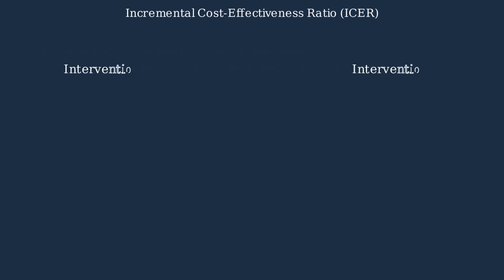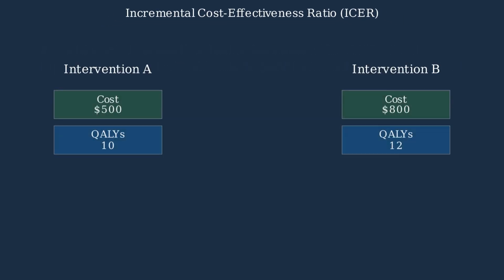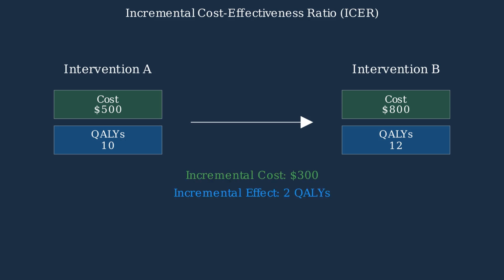When comparing two interventions, we need to determine both the difference in costs and the difference in health outcomes. For example, if intervention B costs $800 and provides 12 quality-adjusted life years, while intervention A costs $500 and provides 10 quality-adjusted life years. The incremental cost would be $300, and the incremental effect would be 2 quality-adjusted life years.